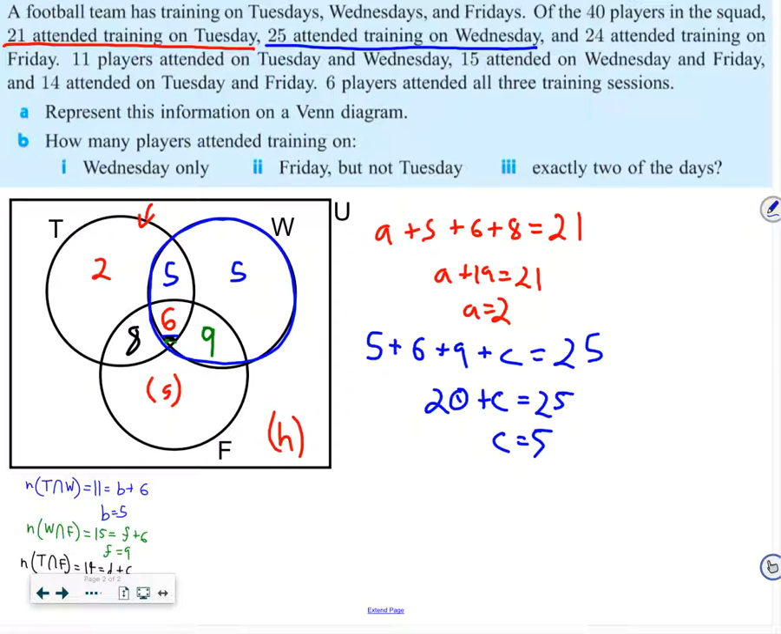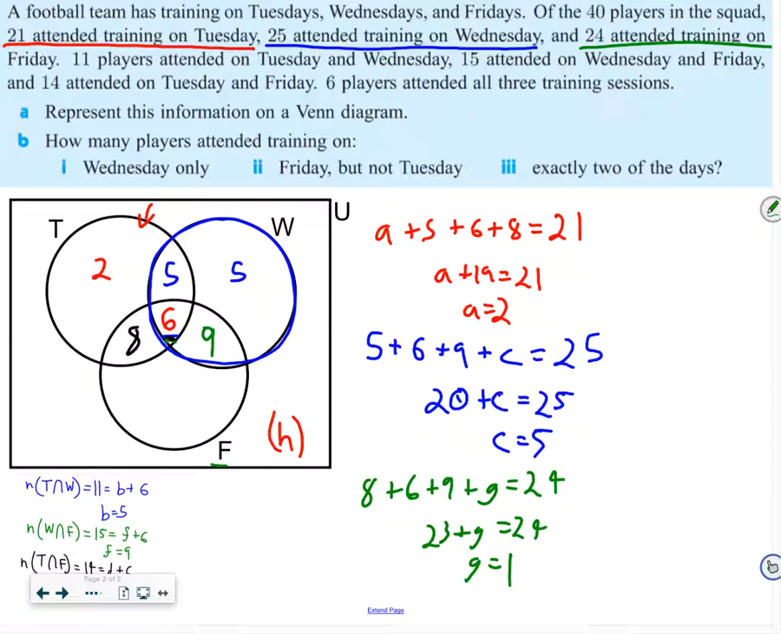And for the last one here, I'm going to use this information. Following the same logic, that's for players attending on Friday. On Friday, it's got to be the 8 plus the 6 plus the 9 plus the G, which is equal to 24 players. The 8 plus 6 plus 9 is 23, plus G is equal to 24. So G is equal to 1. I'm going to erase that and put 1 here.